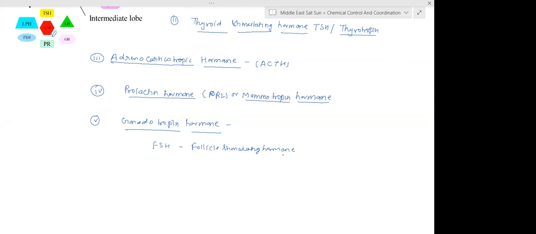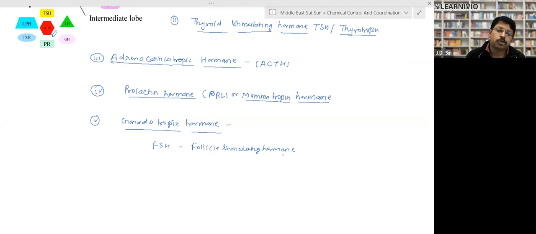Sir, can you repeat from the first? Yes, gonadotropin hormone. These are two hormones. FSH, follicle stimulating hormone, which is responsible for growth of ova and sperm. Full stop.